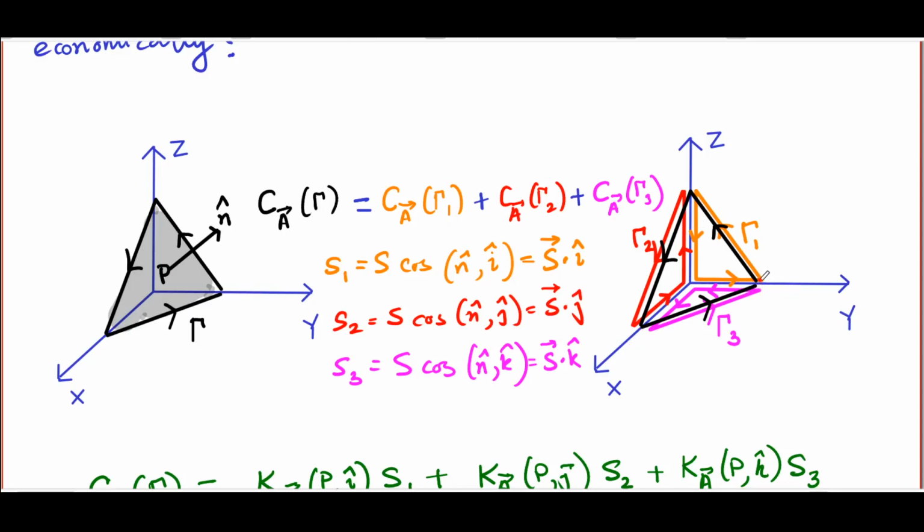Similarly, you have a gamma 3, which is a piece you have when you move along the xy plane from the origin, move to this point, then move along our loop, then go back.